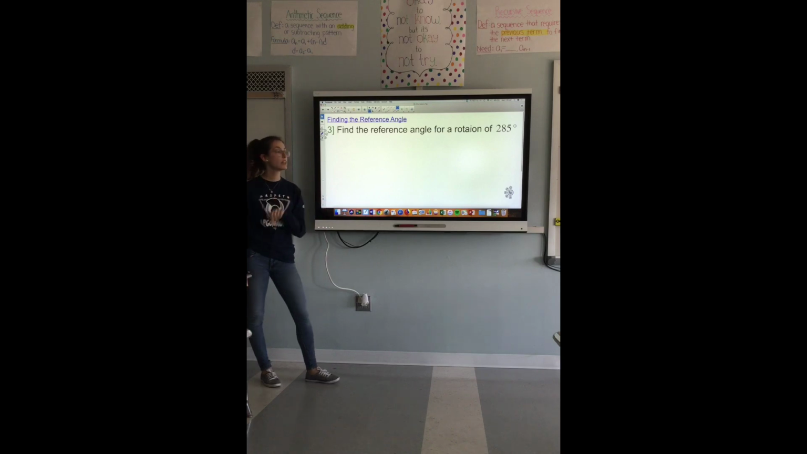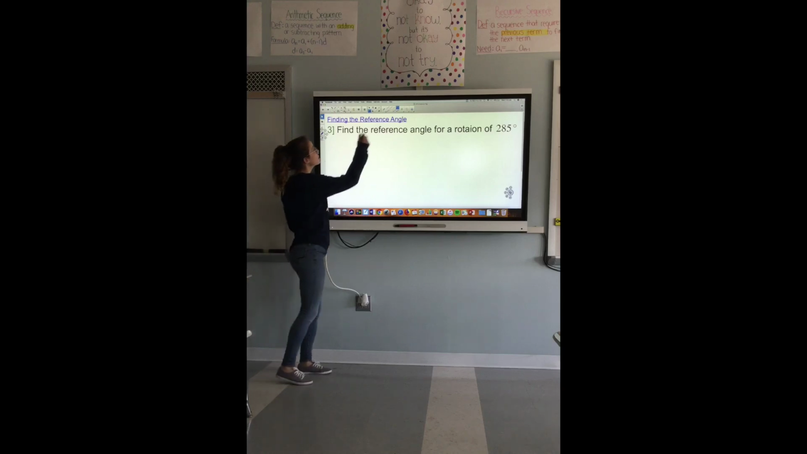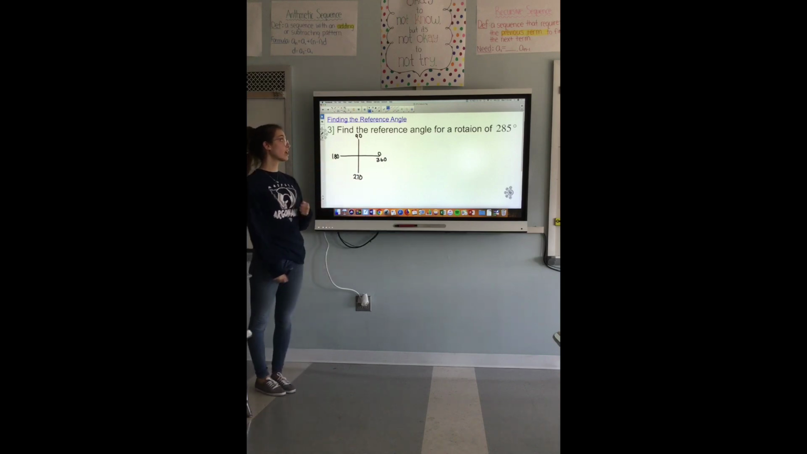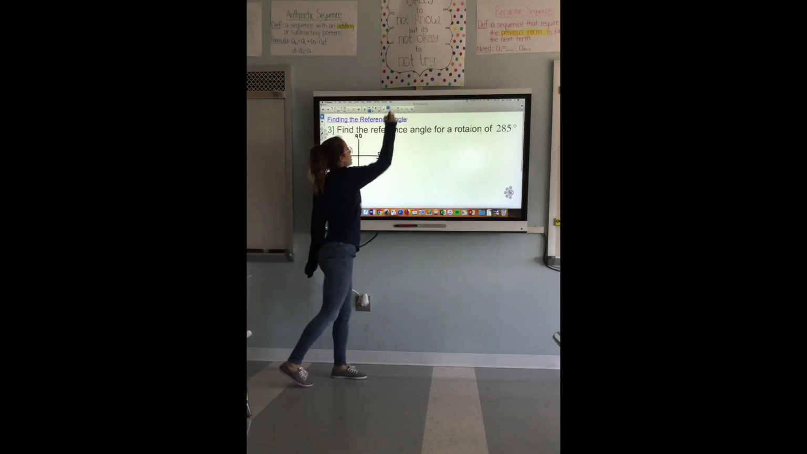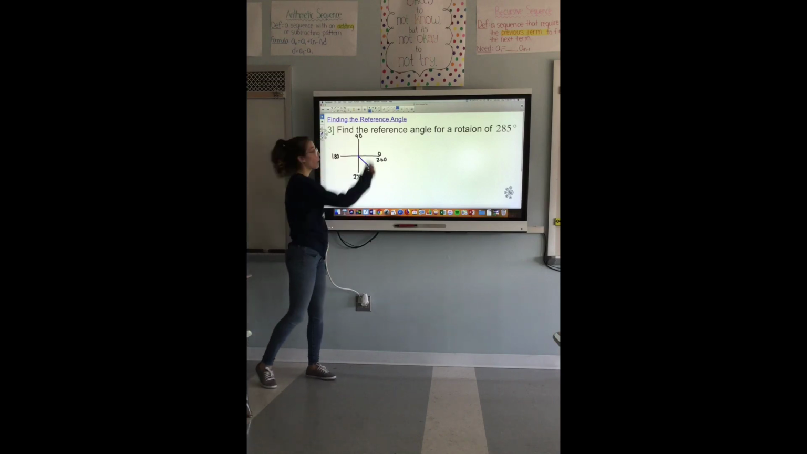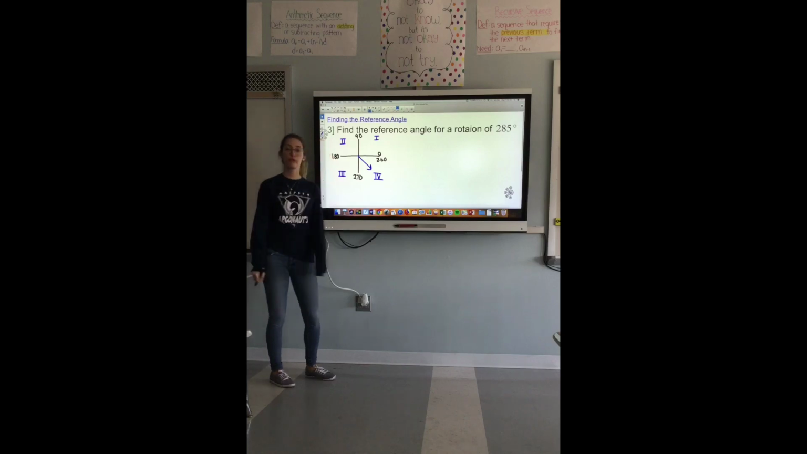Alright, and here is another example. Find the reference angle for a rotation of 285 degrees. So always start off with your sketch, just so you know where to look. 285 is somewhere here. So this is the 4th quadrant, because remember, it goes 1, then we go counterclockwise. So it is the 4th quadrant.